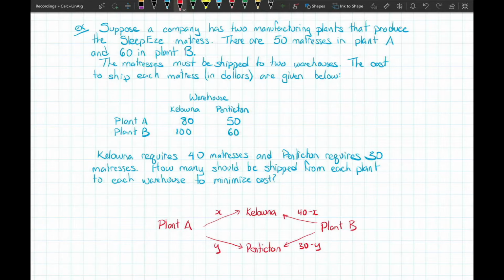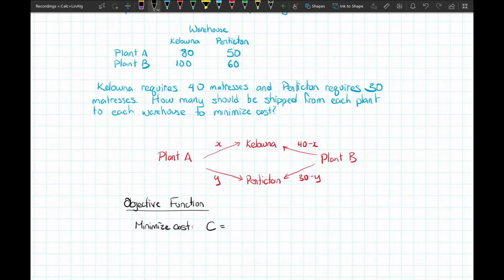Okay, well, now that we've got the variables figured out, it's time to think about the objective function. Our objective function in this case is to minimize cost, so we'll let C be our value to be minimized. And looking at the table above, we can form a nice equation with $80 per mattress shipped from Plant A to Kelowna, which we've indicated as x. And we can indicate $50 times y for the total cost of shipping mattresses from Plant A to Penticton. And then, of course, multiplying $100 per mattress shipped from Plant B to Kelowna and $60 multiplied by the number of mattresses from Plant B to Penticton.